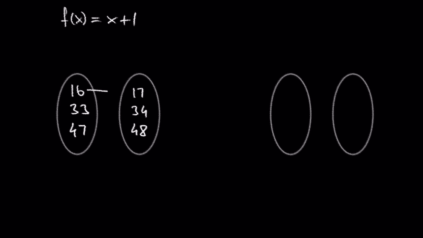Let's say we have the one-to-one function f of x equals x plus 1, where the domain includes the elements 16, 33, and 47, and the range has the elements 17, 34, and 48. How can we find the inverse function of f of x?